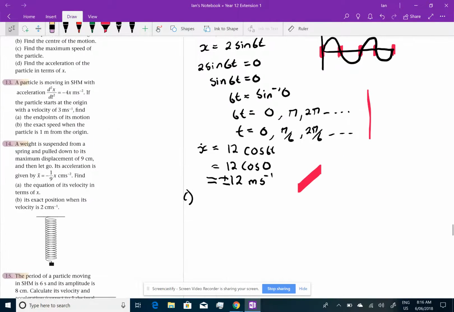D. So just write C there. And now I'll rub this out. We'll just do D here. So D.